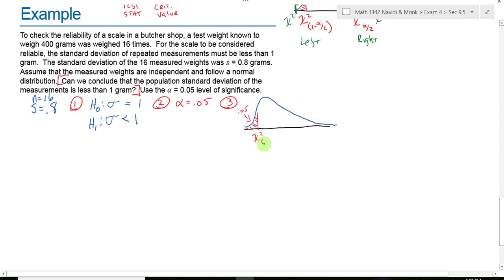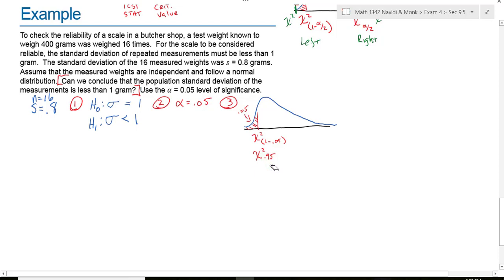and I need to find the value of this critical value, and how I find it is by looking it up on a table using 1 minus 0.05 for my area. So what I'm going to call that is chi-squared 0.95, because 1 minus 0.05 is 0.95. Our sample size is 16. What will our degrees of freedom be? 15 with an area of 0.95.